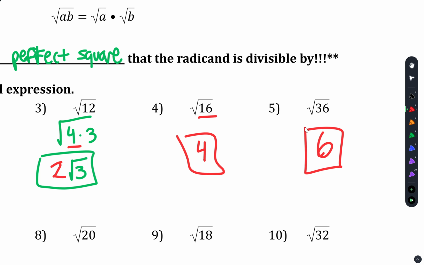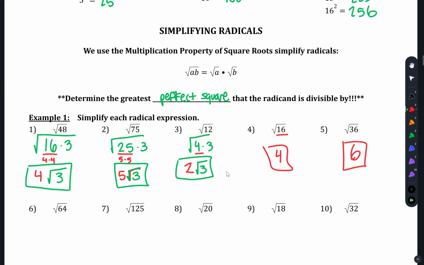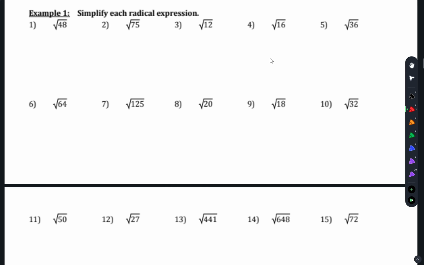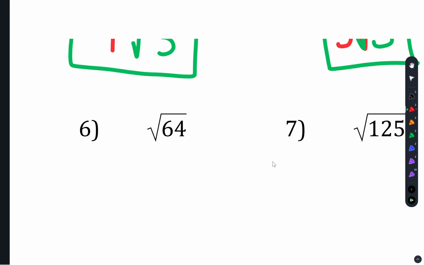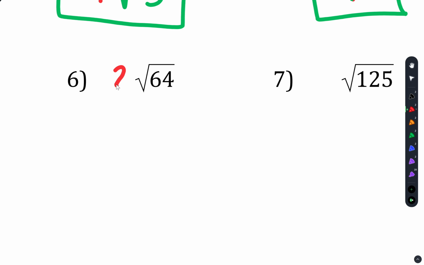Great. I'm going to change something up really quickly. Look at number 6. I want us to put a number in the front. What if I put the number 2 in the front here? The square root of 64 is, and then what happens with that 2? This is now 2 times 8, so my answer would be 16.